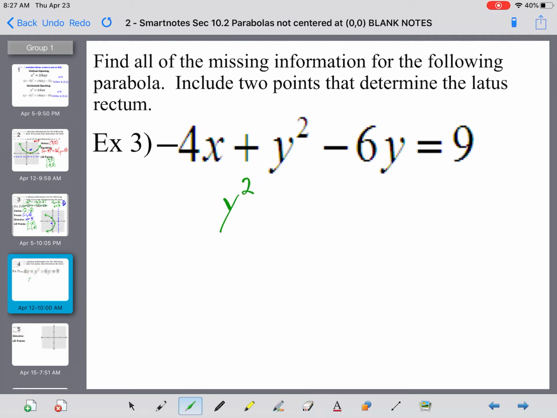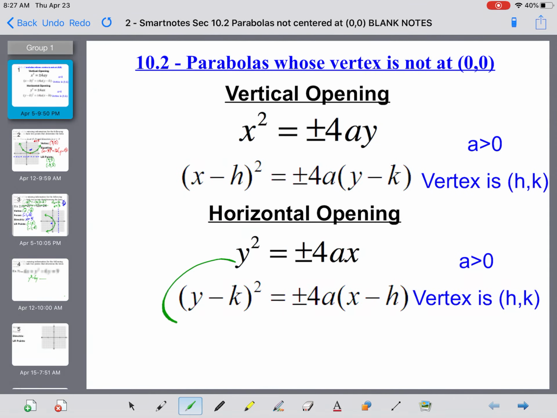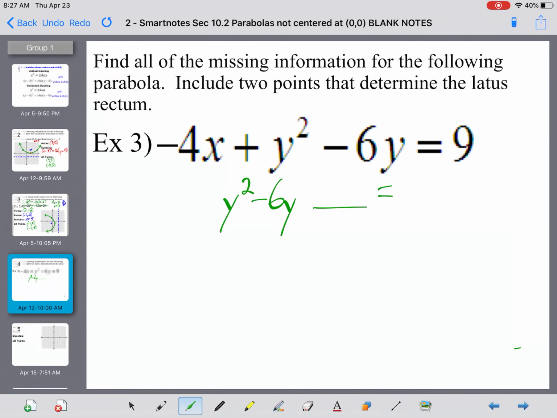Okay? Now, I'm going to keep the y variables on the left-hand side, because look at your standard form. Y squared is over there. Okay? And then I'm going to add the 4x over and keep the 9 there. All right?